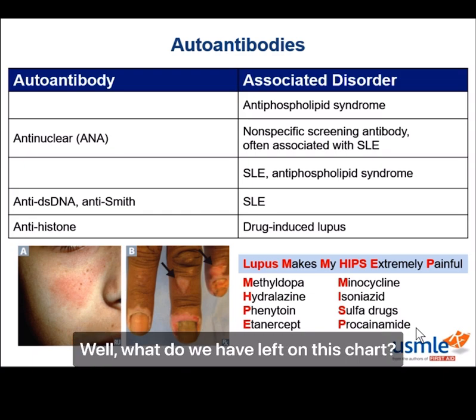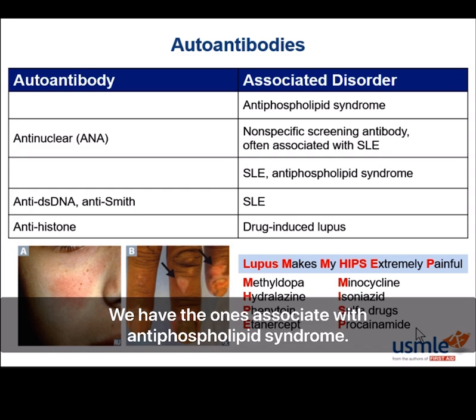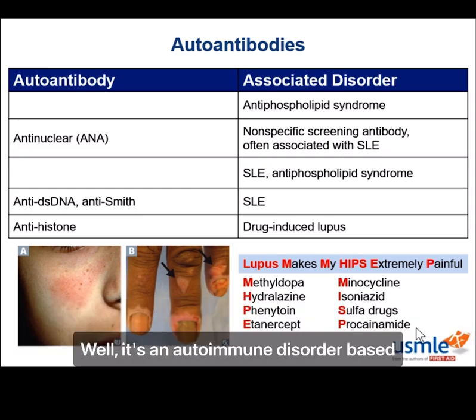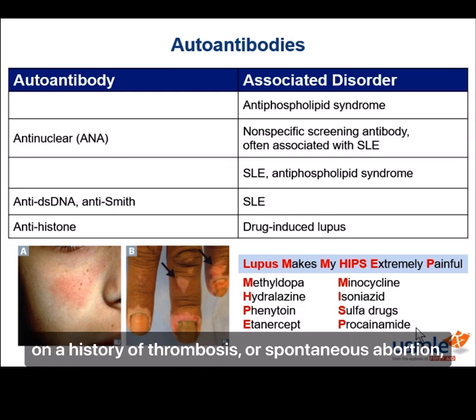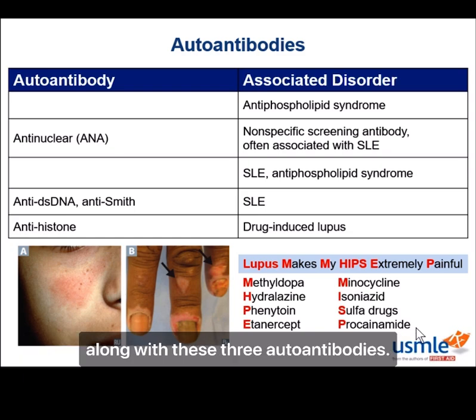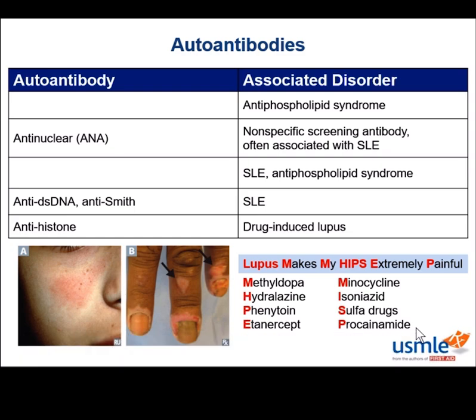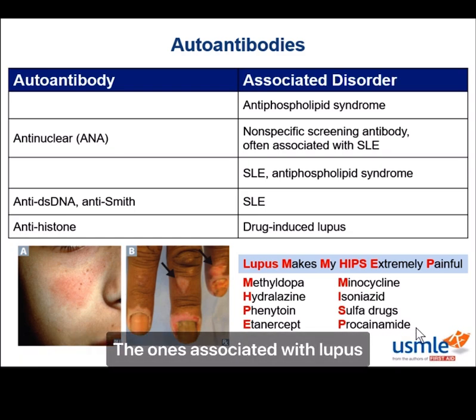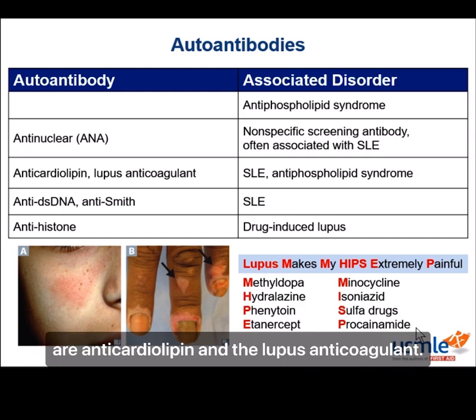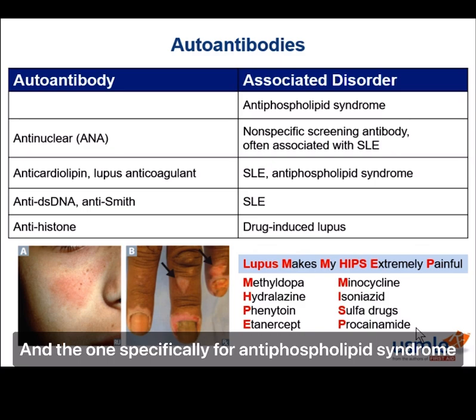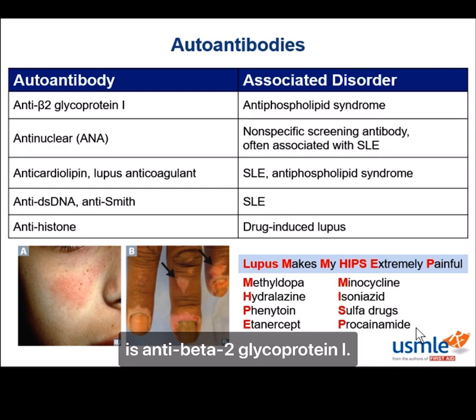Well, what do we have left on this chart? We have the ones associated with antiphospholipid syndrome. What is that? Well, it's an autoimmune disorder based on a history of thrombosis or spontaneous abortion, along with these three autoantibodies. The ones associated with lupus are anticardiolipin and the lupus anticoagulant, and the one specifically for antiphospholipid syndrome is anti-beta-2 glycoprotein 1.